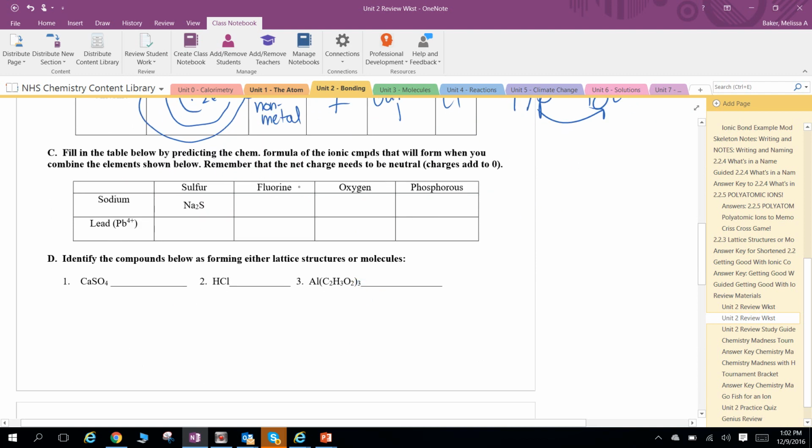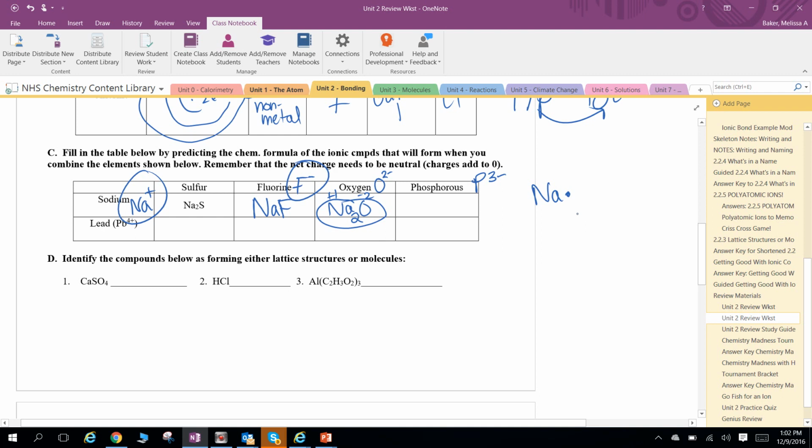For letter C, it wants us to combine some of these cations and anions, the positives and negatives, and to do that we want to crisscross if necessary. So sodium has a positive 1 charge, so when it combines with fluorine, the charges just cancel out. So you just get to slap the 2 atoms together and you're done. But when sodium and oxygen combine, that 2 crosses over here. You need 2 sodiums to satisfy that oxygen.